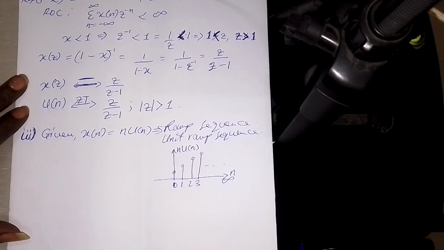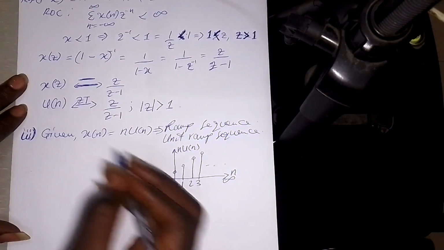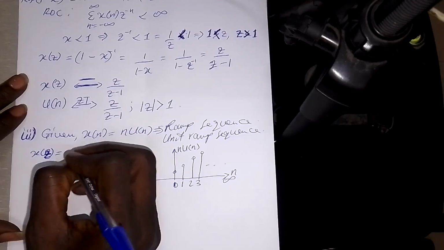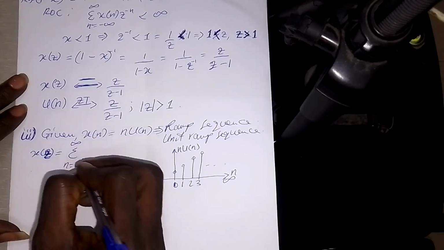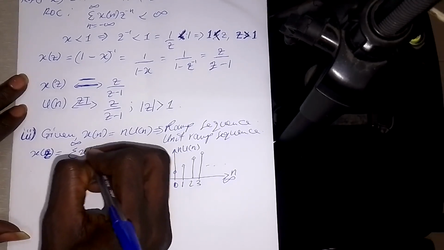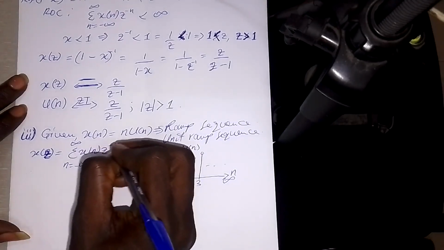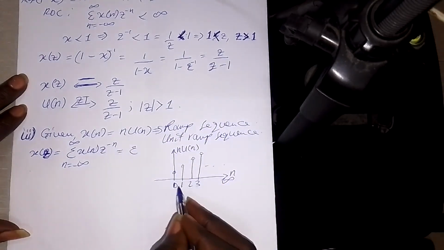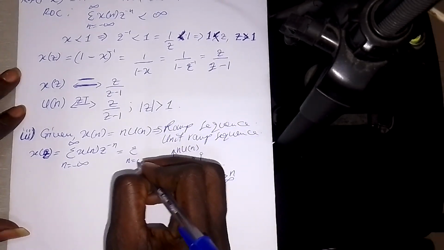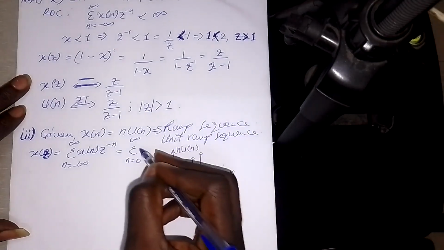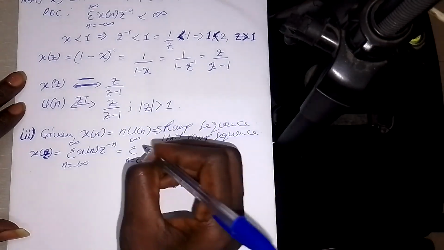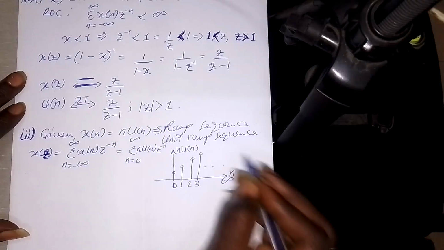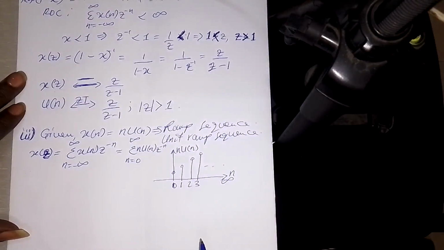Now with respect to the z transform, x of z is equal to the summation from n equals minus infinity to infinity of x of n into z to the minus n. Now here I'll have it from 0 to infinity, so n is equal to 0 to infinity. So here I'll have n u of n into z to the minus n. This is what I will have here.